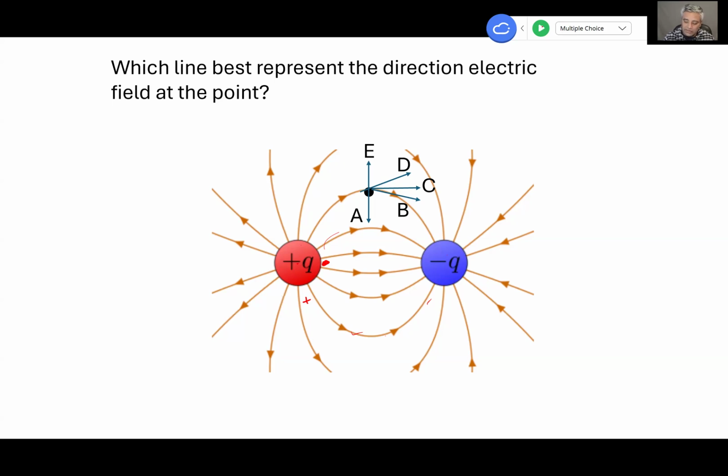Okay. And here is a question. I have drawn a few lines at that point over there, and those A, B, C, D, E are the choices. Thirty more seconds. 5 more seconds. 5, 4, 3, 2, 1, and it stops.